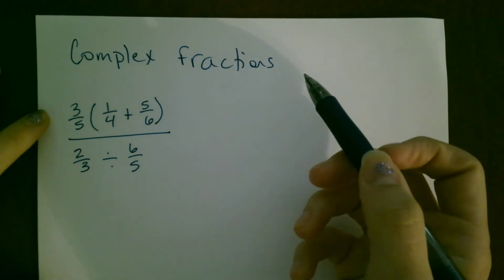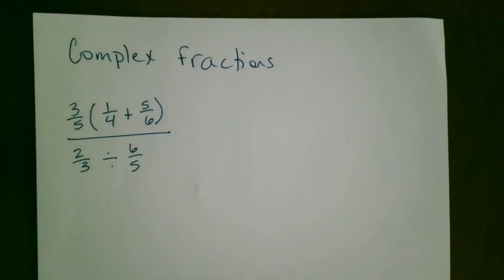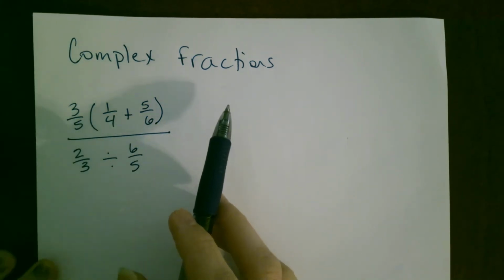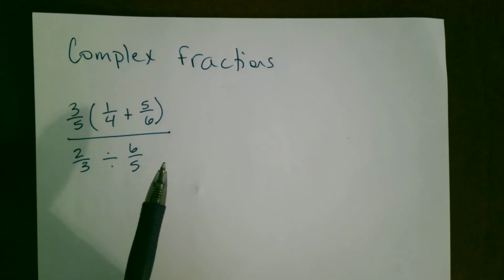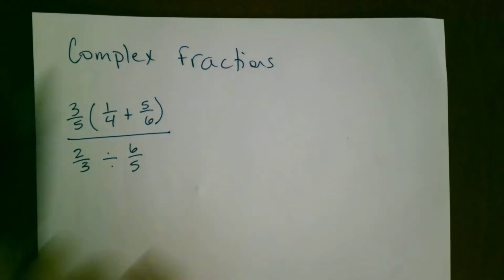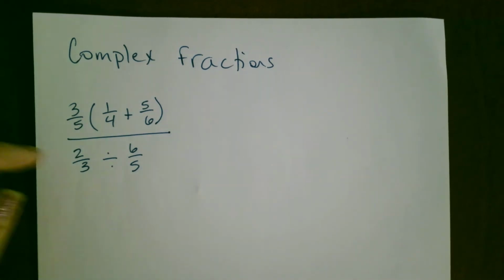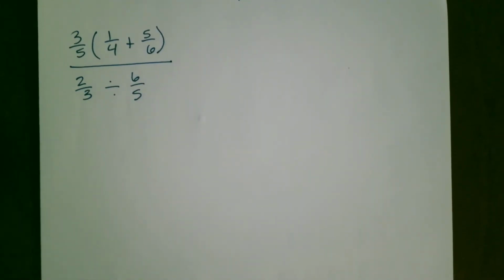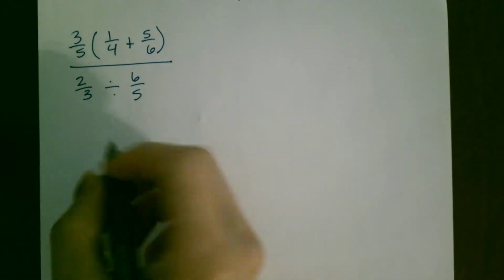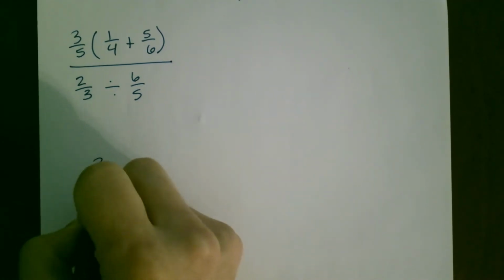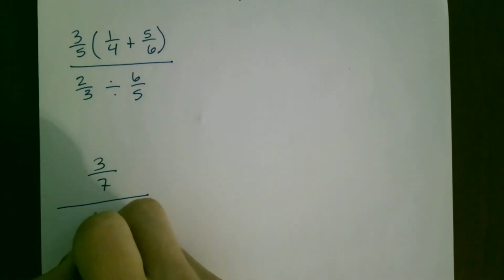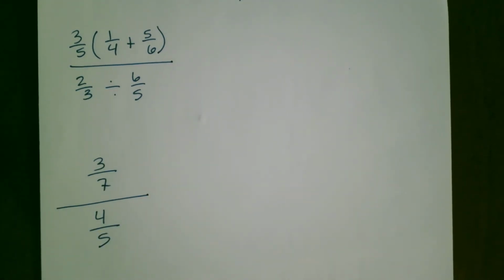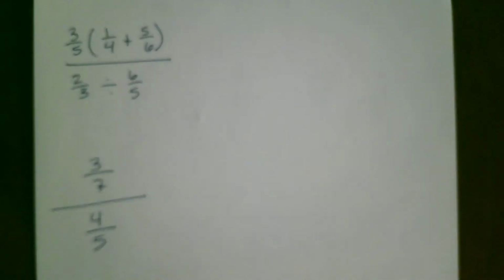So when we have a complex fraction, we're going to take the top and bottom separately. Whatever operations need to be done on the top, we'll take care of that. What needs to happen on the bottom, we'll take care of that. And then we'll take care of the fraction as a whole. We're going to come back to this problem, but we're going to start with one that's a little less complex. So let's just say I have 3/7 over 4/5, and I want to simplify this and write it as a single fraction.